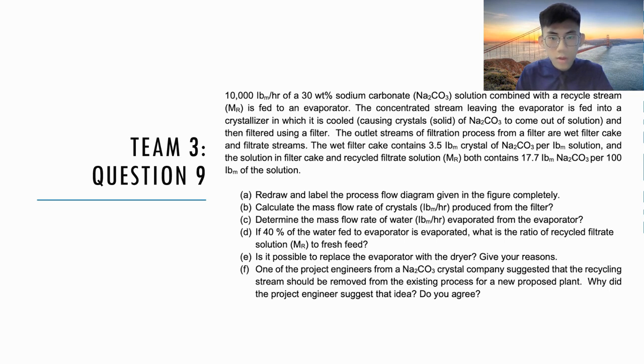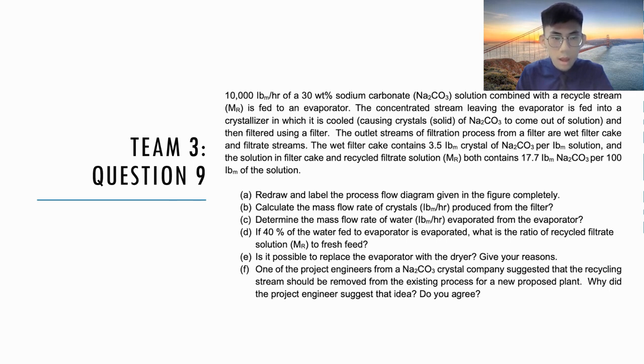The concentrated stream leaving the evaporator is fed into a crystallizer in which it is cooled, causing crystals of solid sodium carbonate to come out of solution and then filtered using a filter. The outlet streams of the filtration process from the filter are wet filter cake and filtrate streams. The wet filter cake contains 3.5 pounds of crystal of sodium carbonate per pound of solution, and the solution in the filter cake and recycled filtrate solution both contain 17.7 pounds of sodium carbonate per 100 pounds of the solution.